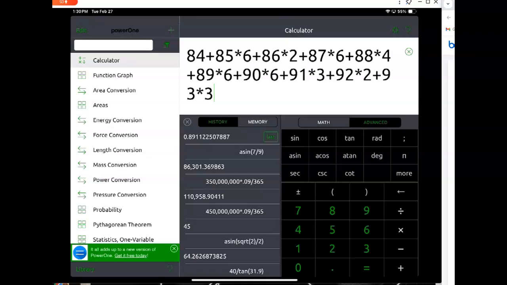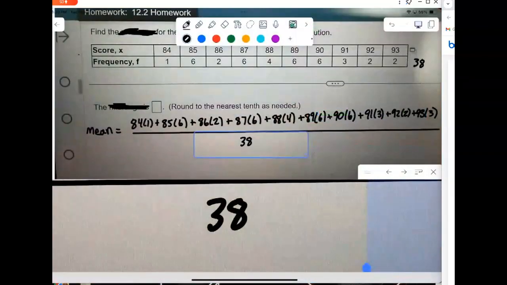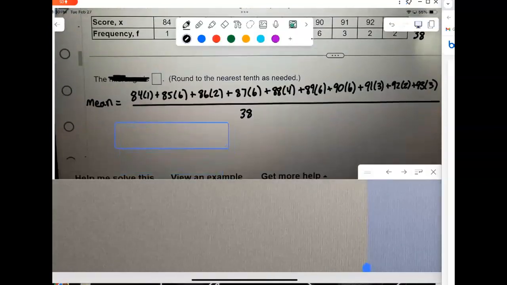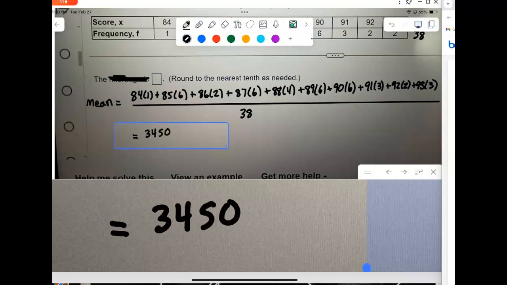All right, so we check again: 84 times 1 plus 85 times 6, 86 times 2, 87 times 6, 88 times 4, 89 times 6, 90 times 6, 91 times 3, 92 times 2, and 93 times 3. Add all those up, I get 3450, and divide that by 38.